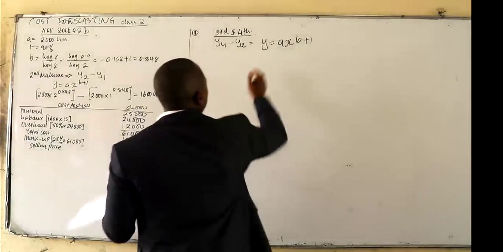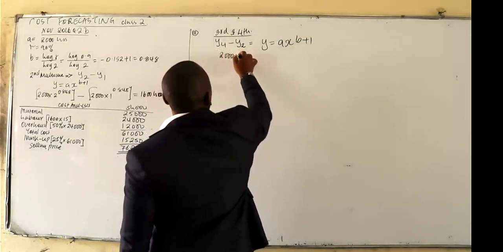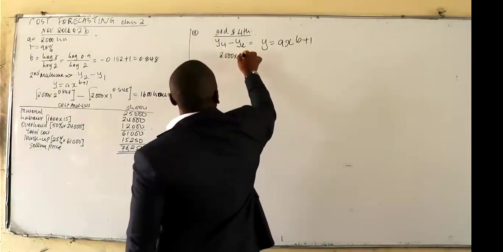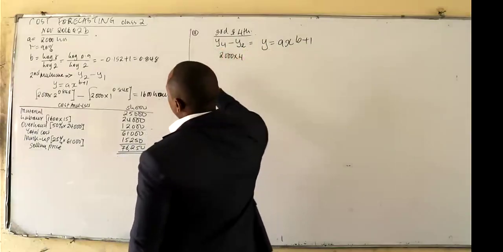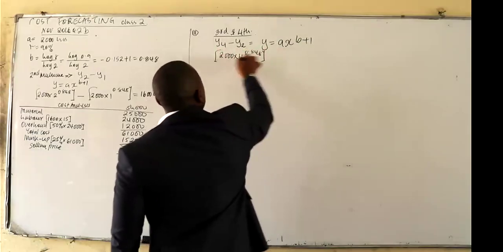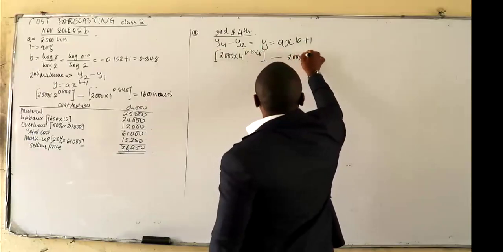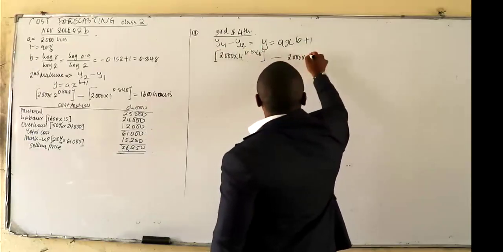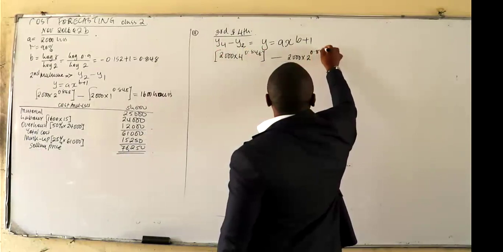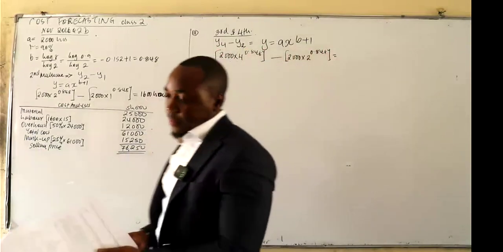So now let's get that. A does not change, it was 2,000 times 4 raised to power B plus 1. B plus 1 is 0.848. Then you minus for the two machines, 2,000 times X, where X now is 2, raised to 0.848. Now give me the difference.